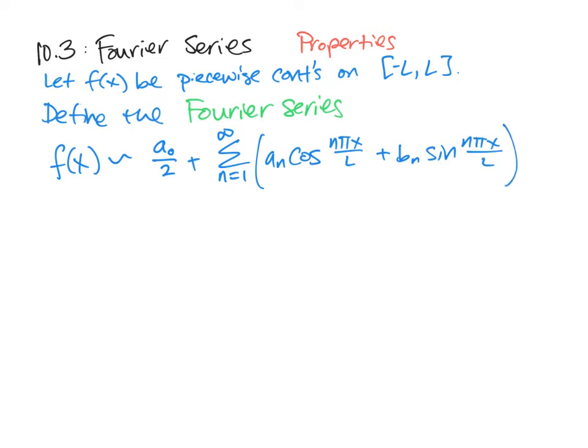In our heat equation and wave equation problems from the last section, we saw that it was really useful to have things written in terms of sines, but sometimes it's also useful to have things in terms of cosines, and so that's why we end up needing both here. And our coefficients are given by these formulas.